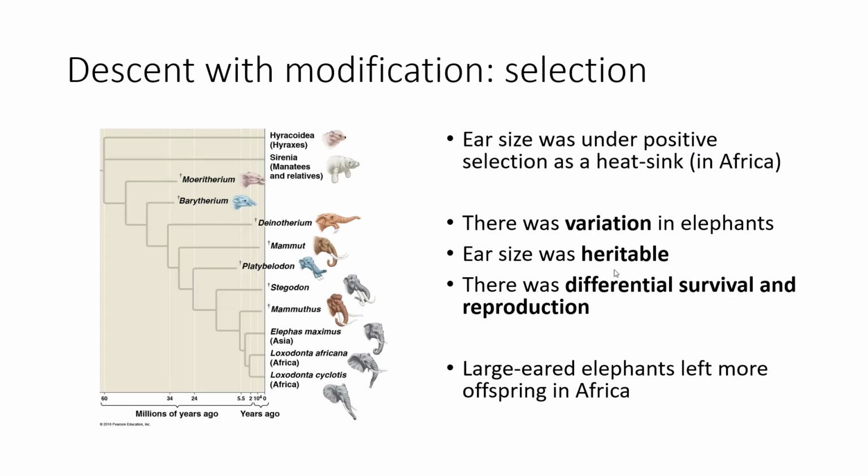Descent with modification also comes from natural selection. So we know that elephants have been selected to have larger ears in Africa because these are going to cause more heat to leave the body. And what we see is there is variation in elephant ear size, with Mammuthus having very small ears and Loxodonta africana having very large ears. There is variation, and this ear size is heritable, and there was differential survival and reproduction.